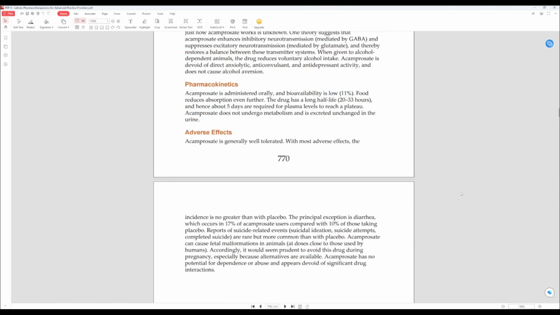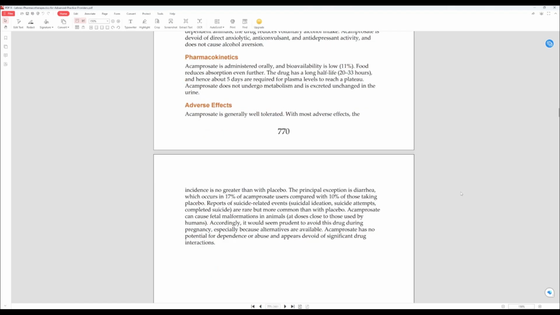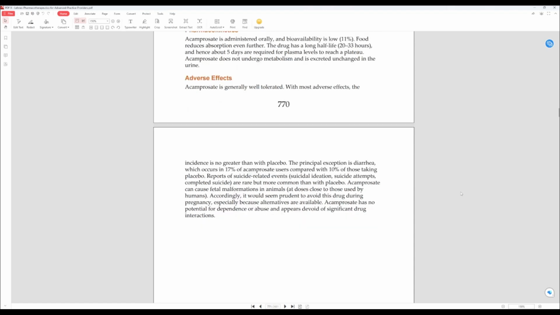So, its pharmacokinetics. Acamprosate is administered orally, and the bioavailability is considered low at only 11%. Food reduces absorption even further. The drug, however, does have a long half-life of 20 to 33 hours, and therefore about 5 days is required for plasma levels to reach plateau. Acamprosate does not undergo metabolism and is excreted entirely unchanged in the urine.